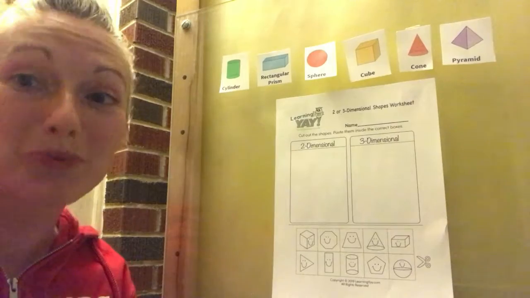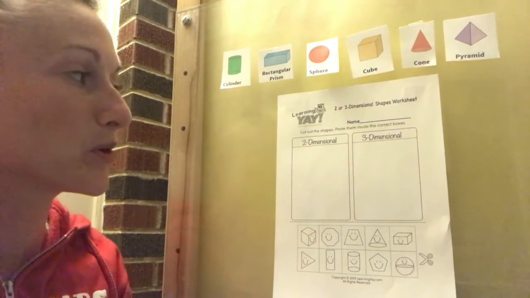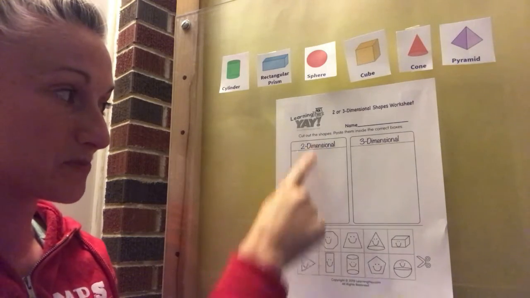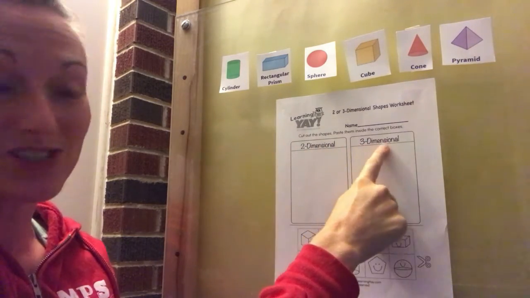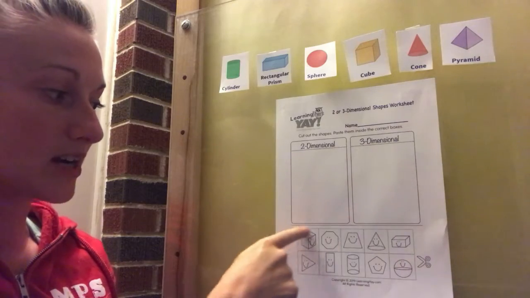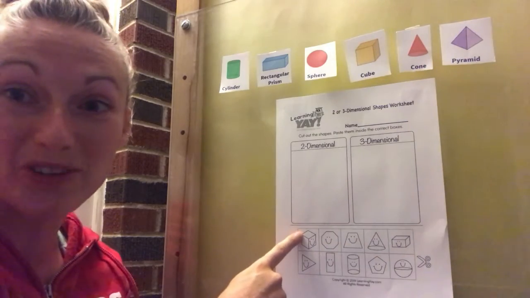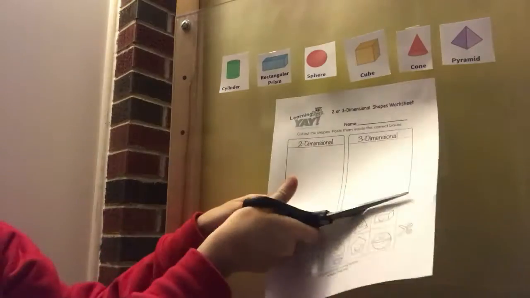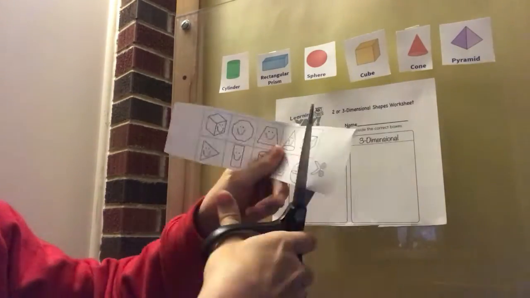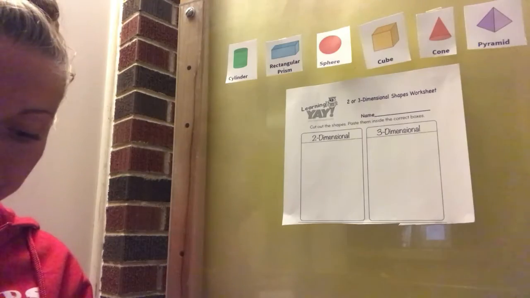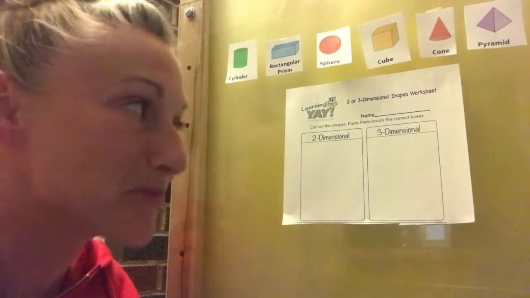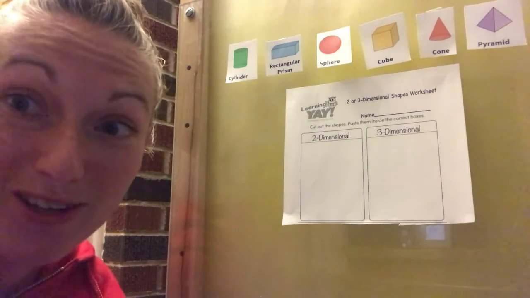On the next worksheet I have for you, it is a 2D, 3D shape sort. So you gotta sort all the 2-dimensional shapes on this side, so the flat shapes on this side, and all the 3D shapes on this side. So we're gonna cut all these pictures out and we're gonna need to put them in the right spots. All right, now I've got them all cut out. I'm gonna have to put them on. So now we gotta sort.